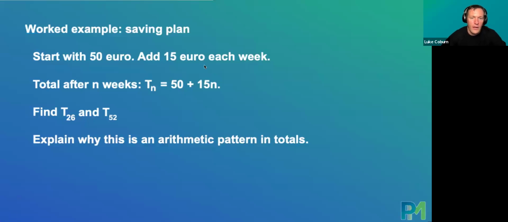So okay, we start with 50 euro. So our a is equal to 50, and notice that the things I write down are just the bare bones of what I need. Tn is equal to 50 plus 15n, and the question is to get T26 and T52. So T26 is equal to 50 plus 15 times 26.